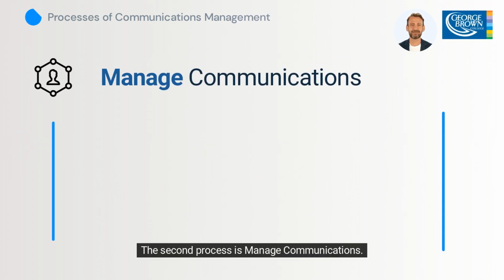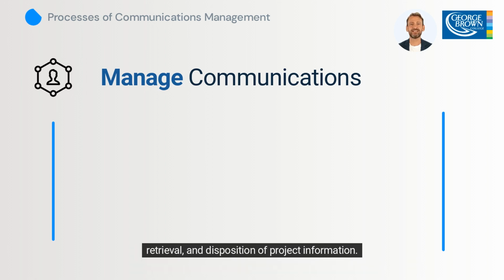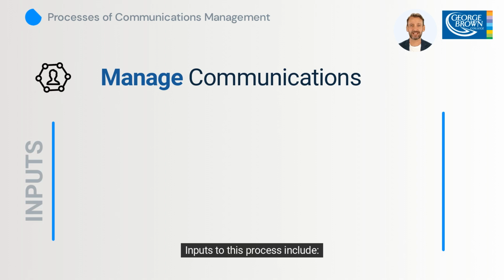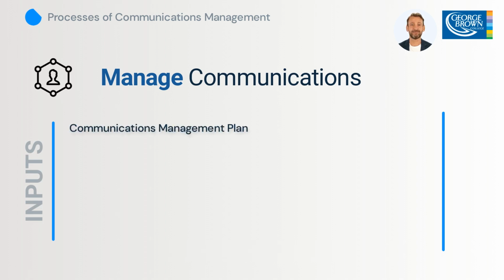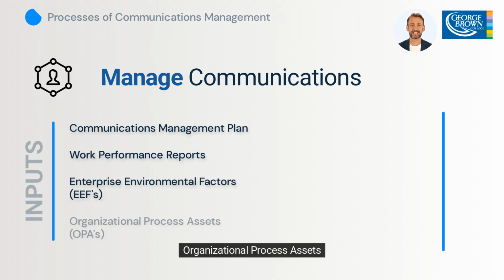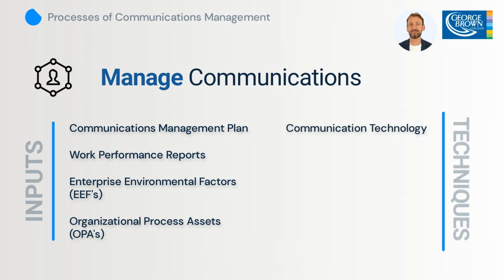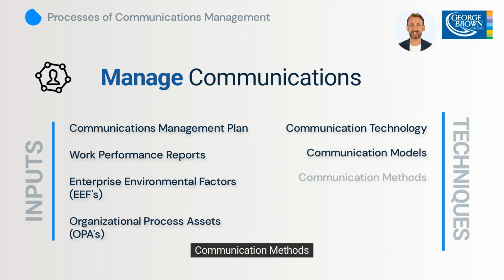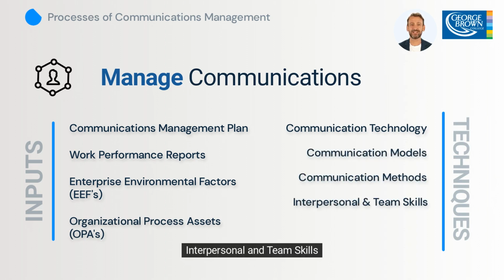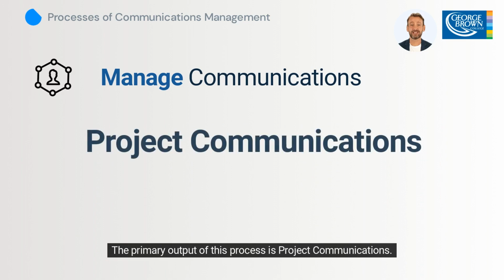The second process is manage communications. The purpose of this process is to ensure timely and appropriate collection, creation, distribution, storage, retrieval, and disposition of project information. Inputs to this process include communications management plan, work performance reports, enterprise environmental factors, organizational process assets. Tools and techniques used are communication technology, communication models, communication methods, interpersonal and team skills, data representation. The primary output of this process is project communications.